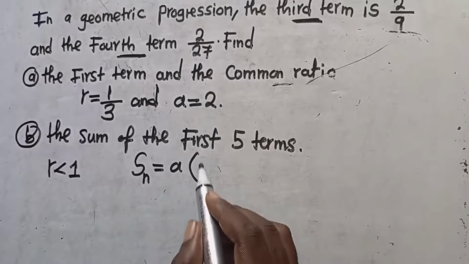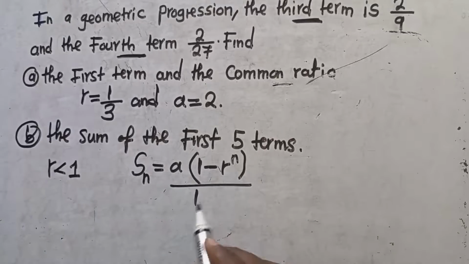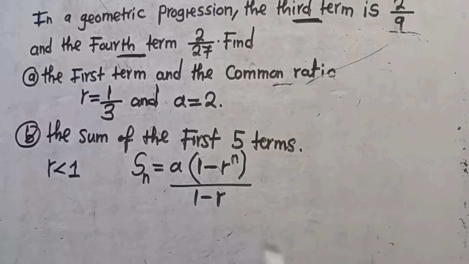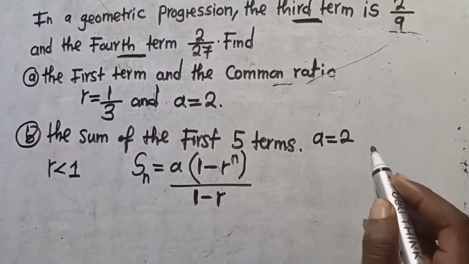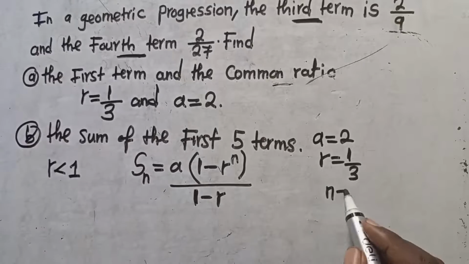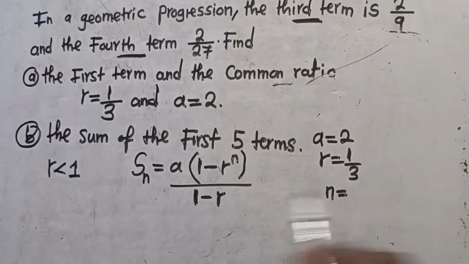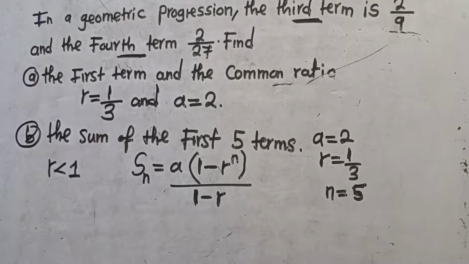is this: A times 1 minus common ratio to the power n, over 1 minus common ratio. This is the particular formula we use if the common ratio is less than 1. This is the formula you are supposed to use. Where you know that the first term is 2, the common ratio is 1 over 3, and n, the number of terms you are told to find, is 5. This is the data that is given.